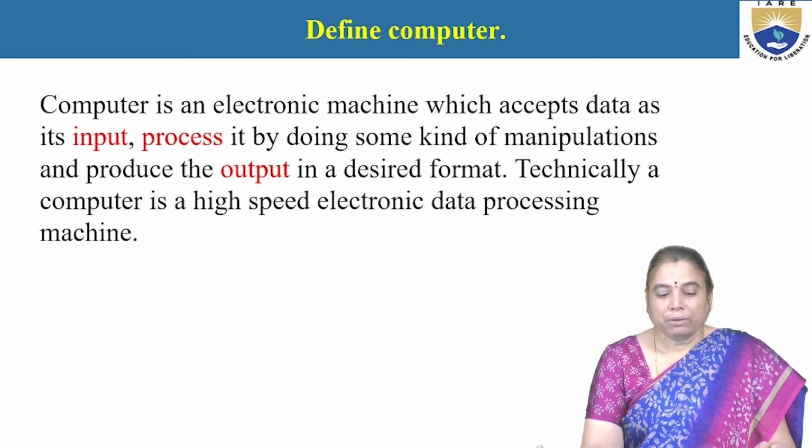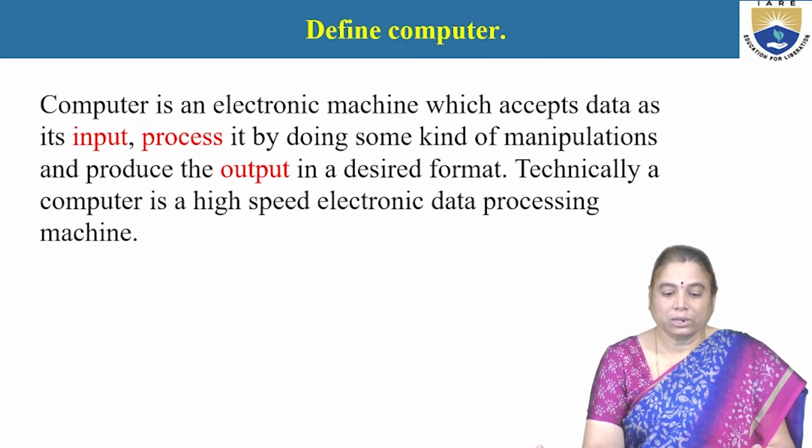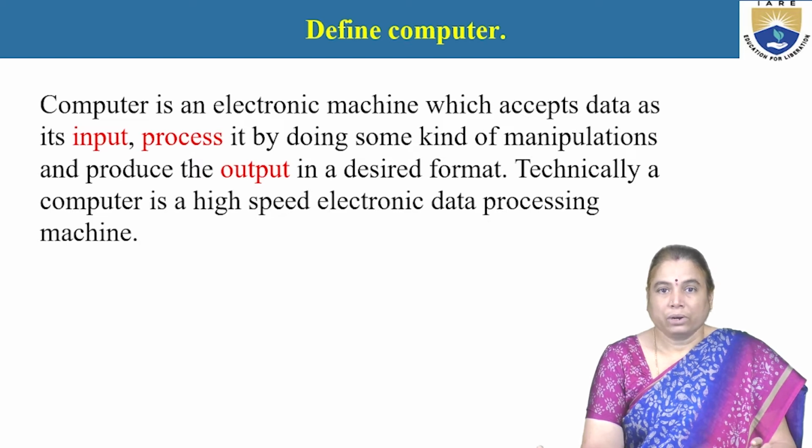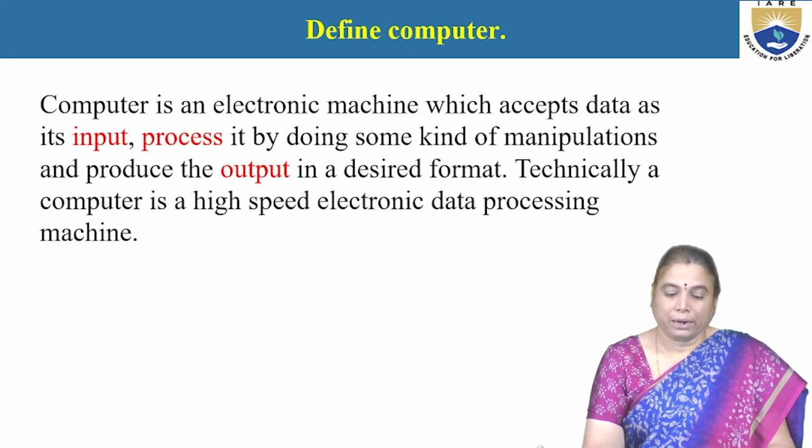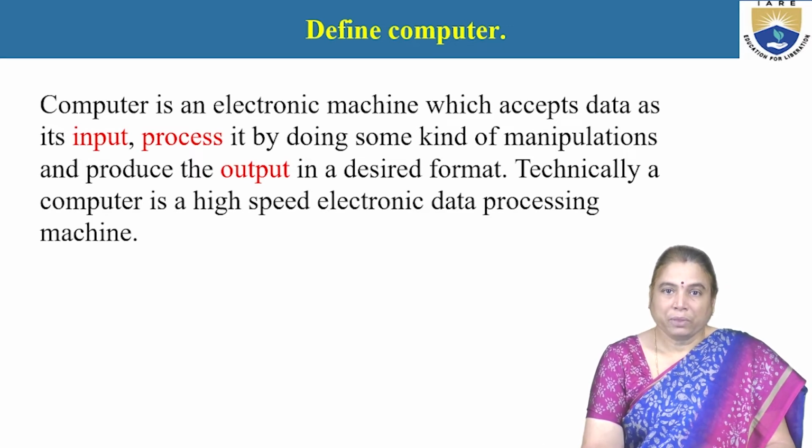The input can be taken from the user, and after taking the input, processing can be done with the help of arithmetic and logical instructions. After processing, whatever result is produced as information is referred to as output, and it can be represented to the user in an understandable and desired format. So a computer is an electronic machine which accepts input from the user, processes it, and produces the output in the desired format. Technically, a computer is a high-speed electronic data processing machine.